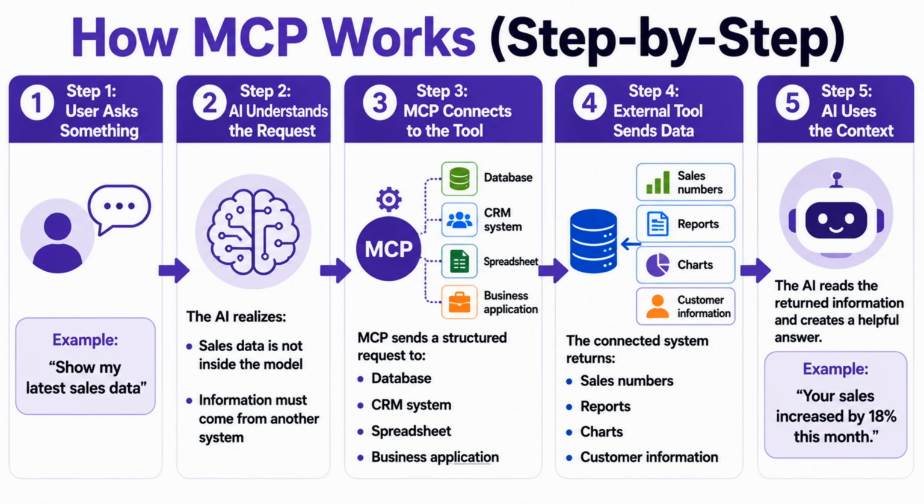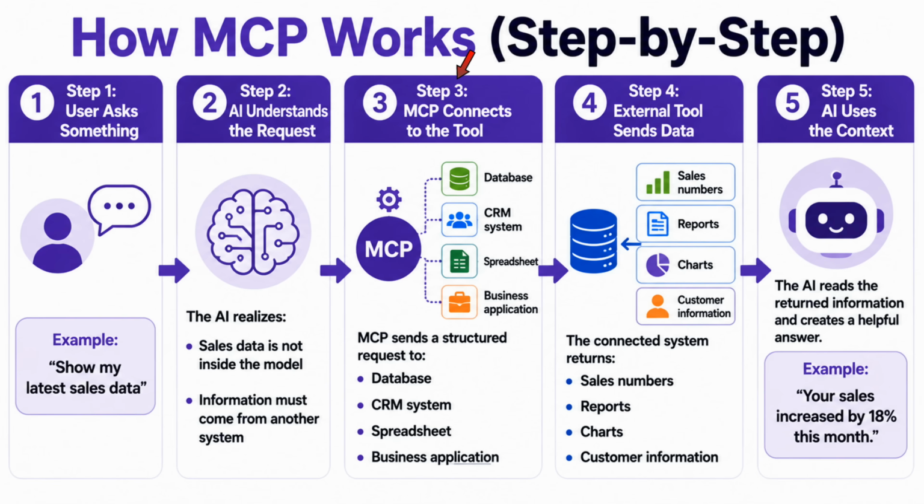This video I will explain how MCP works step by step. Step 1. User asks something. For example, show my latest sales data. Step 2. AI understands the request. The AI realizes sales data is not stored inside the model. Information must come from another system.